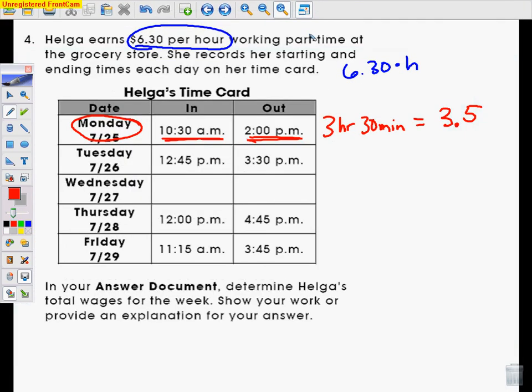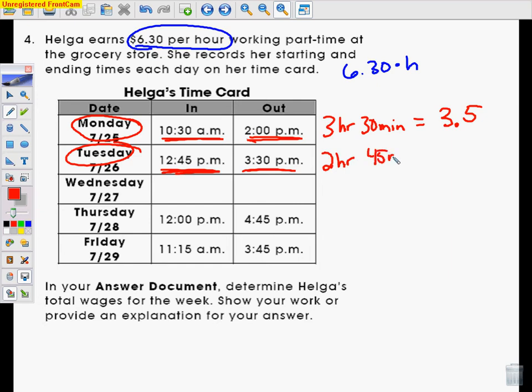All right, let's do the same thing on Tuesday. On Tuesday, we're going from 12:45 p.m. to 3:30 p.m. So from 12:45 to 1:45 is 1. From 1:45 to 2:45 is 2. From 2:45 to 3:45 would be 3, but that's over our time. If we went up to 3:45, that would be 3 hours, but that's 15 minutes over. So that's really like 2 hours and how many minutes?